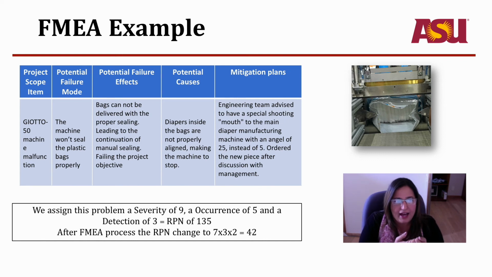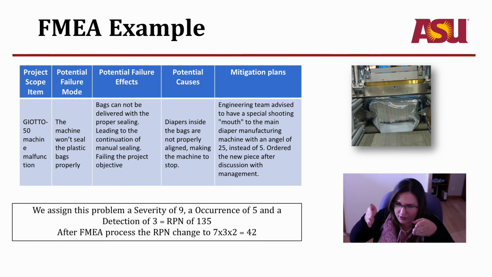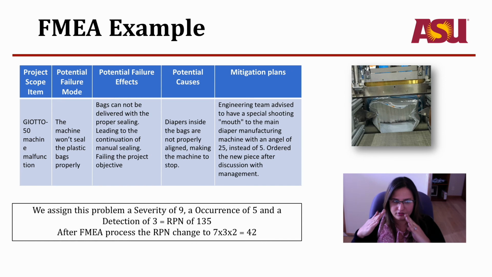As a mitigation plan, the engineering team and myself proposed that we needed a special shooting mouth for the main machine, where instead of being like this, it needed to be a little bit like this, at an angle of 25 instead of 5, because it was almost aligned at a 5 angle, and we wanted a 25, so the shooting mouth would go all the way to the end. At the end, we ordered this new piece and we fixed the problem.